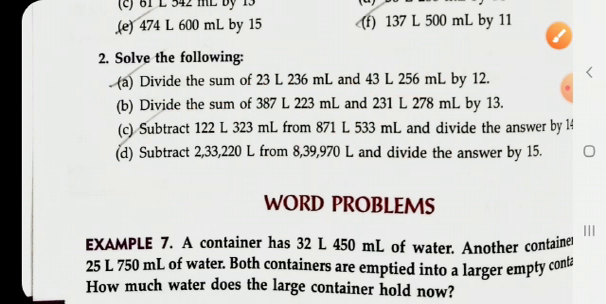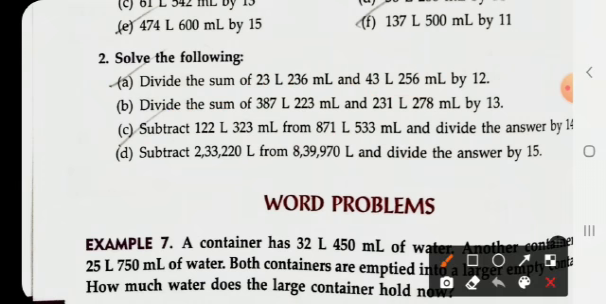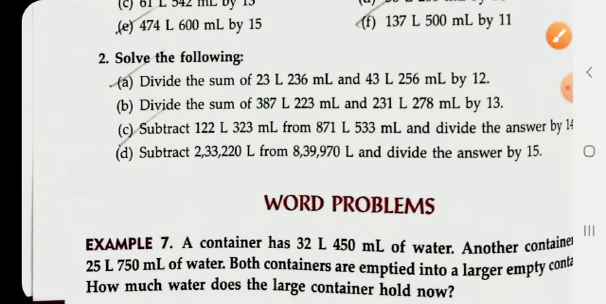Coming on to the next sum, this is also similar. What you will do, you will simply subtract these two numbers and then finally divide the answer by 14 and you will get the answer. So this is how you are going to solve the sums and then finish up with the addition, subtraction, multiplication and division sums, and later on we will continue with the word problems. Thank you and have a happy learning.